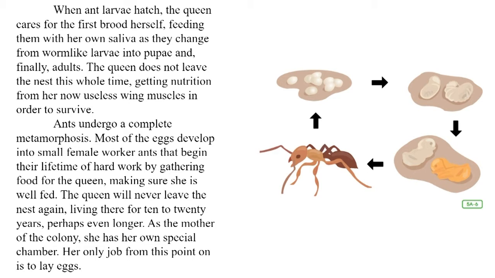Most of the eggs develop into small female worker ants that begin their lifetime of hard work by gathering food for the queen, making sure she is well fed. The queen will never leave the nest again, living there for 10 to 20 years, perhaps even longer. As the mother of the colony, she has her own special chamber. Her only job from this point on is to lay eggs.